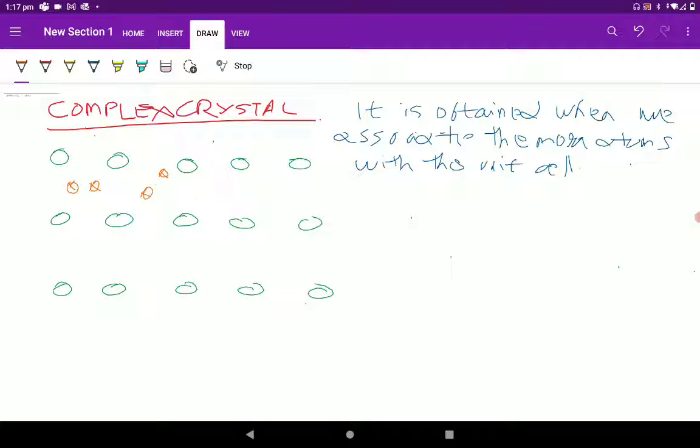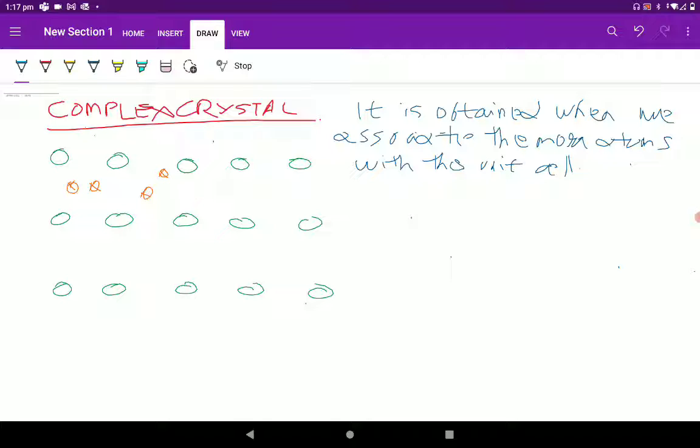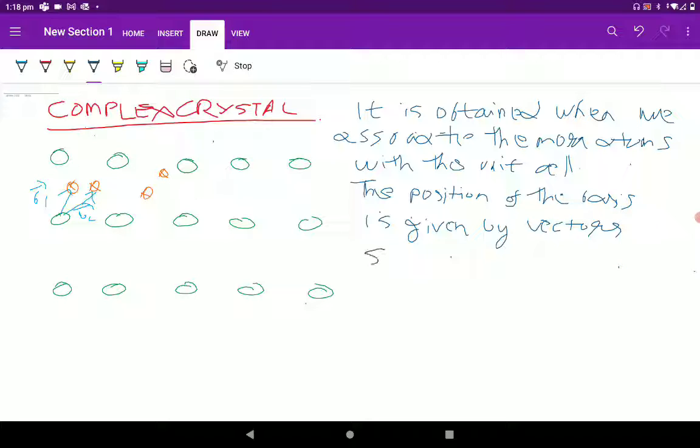So the position of the bases is given by vectors. We can take the vectors such as the b1 vector and the b2 vector. So this one is the position of the first basis, and this is the position of the second basis, that is the b2 vector. The position of the basis is given by vectors such as the b1 vector and b2 vector with respect to the reference lattice point. So this is the reference lattice point.